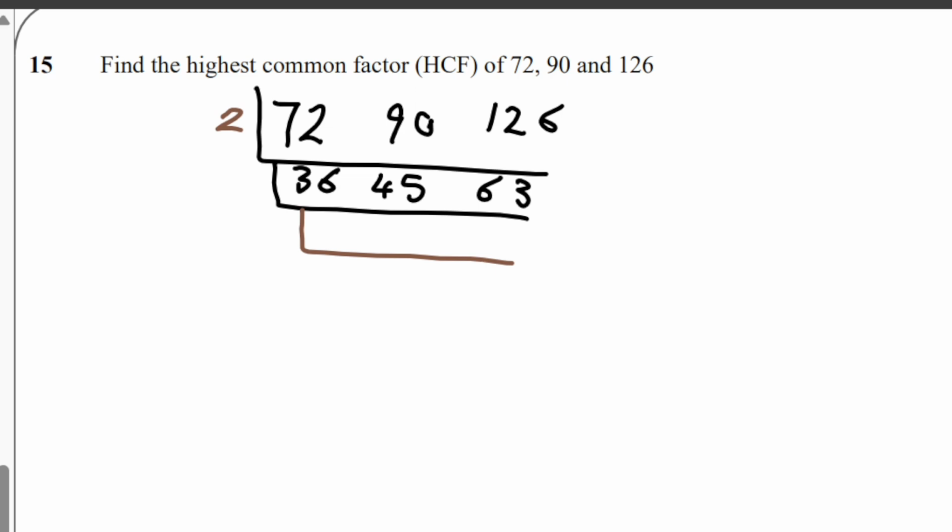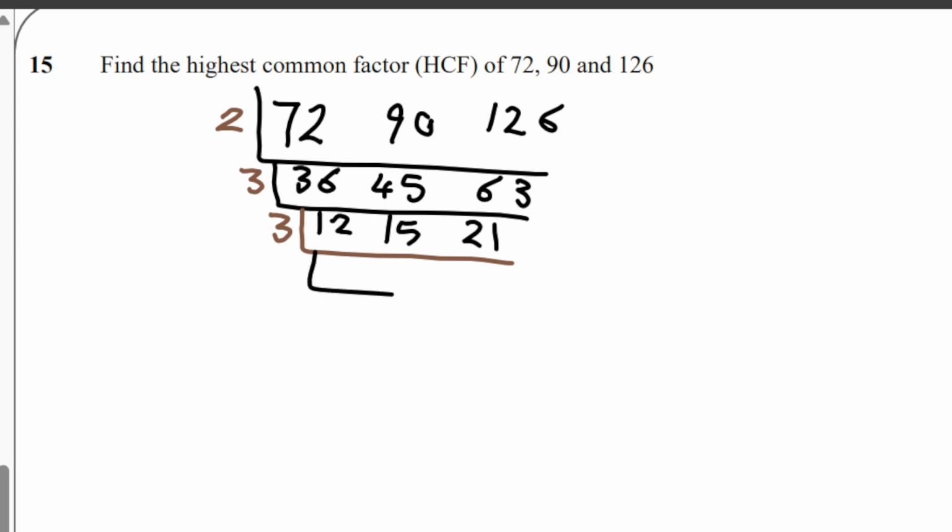Is it 3? Yes, we can divide it all by 3. So 36 divided by 3 is 12. 45 divided by 3 is 15. 63 divided by 3 is 21. What number goes into 12, 15 and 21? It's 3 again.